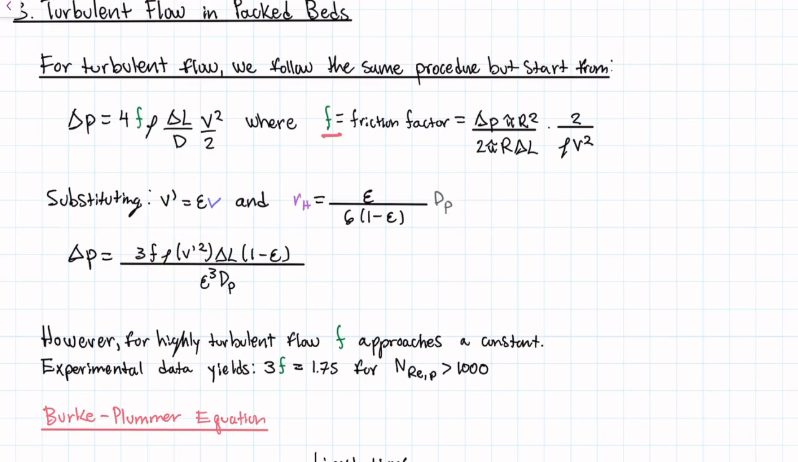However, for highly turbulent flow, the friction factor approaches a constant, and experimental data has yielded that 3 times the friction factor equals 1.75 for Reynolds numbers greater than 1,000. This ends up yielding the Burke-Plummer equation, which is used for turbulent flow, and the only limitation is the Reynolds number has to be greater than 1,000.